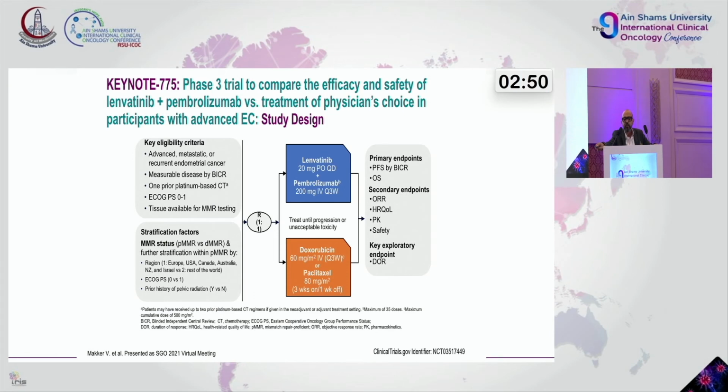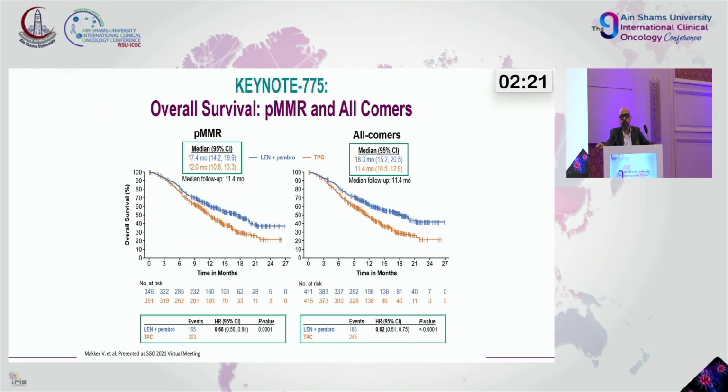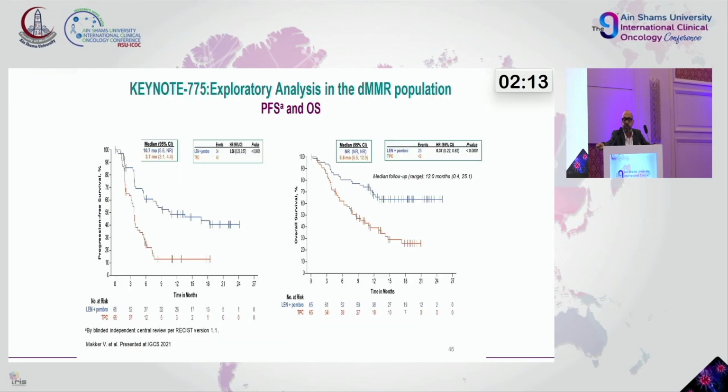This is the phase 3 second-line trial to compare the efficacy and safety of lenvatinib plus pembro versus treatment of physician's choice. Again, the same stratification as the third-line study, which was the KEYNOTE-146. Here, patients will receive lenvatinib plus pembro versus doxorubicin or paclitaxel. Regarding progression-free survival in the proficient mismatch repair, it was 6.6 versus 3.8. For all comers, it was 7.2 versus 3.8. For overall survival, for all proficient mismatch repair, it was 17.4 versus 12 months. For all comers, it was 18.3 versus 11.3.